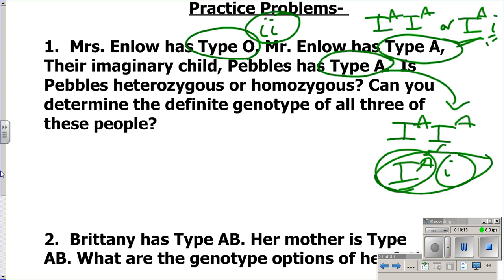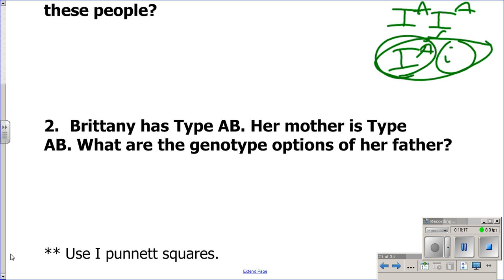Okay, cool. So we identified the possible genotypes of Dad, and we knew the different ones for Mom and Pebbles. Yay. Okay, let's do this one. Brittany has type AB. Her mother is type AB. What are the genotype options of her father?